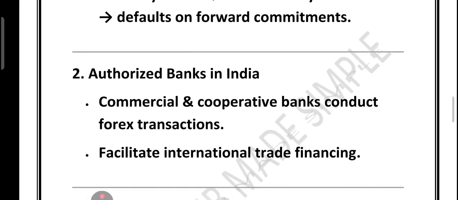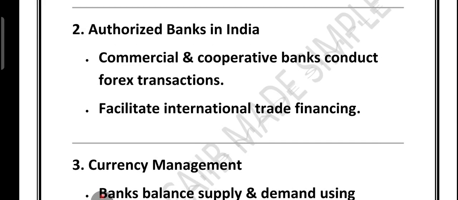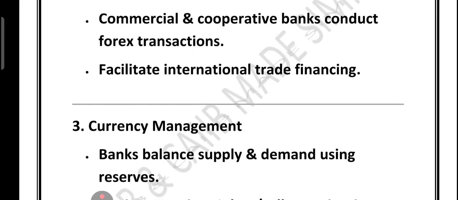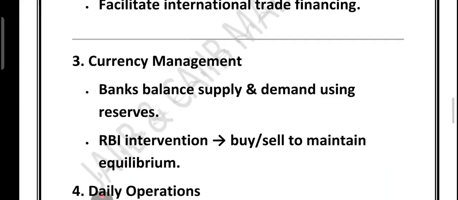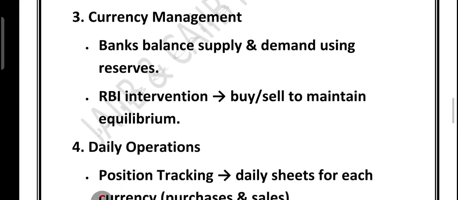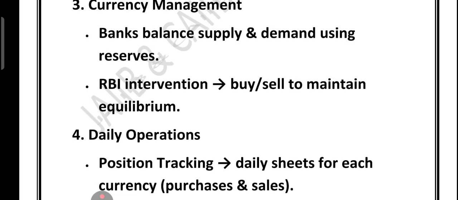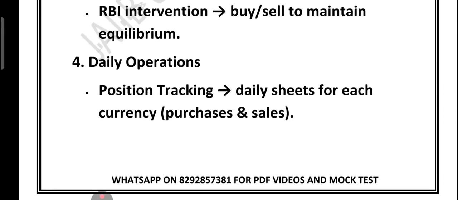This can cause default. If you look at authorized banks in India, commercial and cooperative banks are authorized to conduct forex transactions. They facilitate international trade financing and smooth cross-border payment. If you look at currency management, you know it very well that banks balance currency demand and supply using their reserves. Yes, banks have reserves and using those reserves, they can balance supply and demand. RBI intervenes. How does RBI intervene? By buying or selling currency to maintain market equilibrium. Supply and demand should be equal, and if they are unequal, then RBI intervenes. Either they buy or they sell the currency.